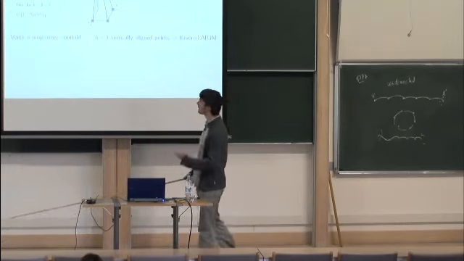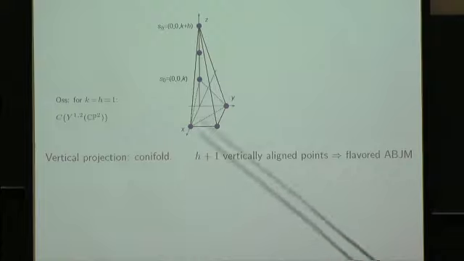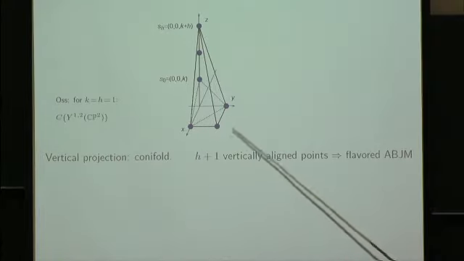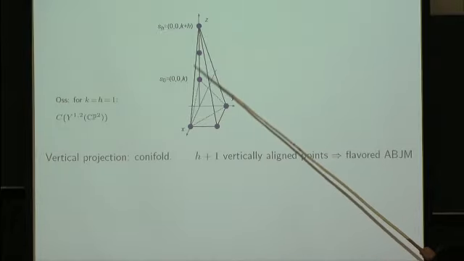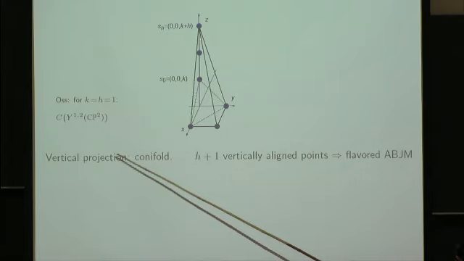So in particular, let me consider a simple example just to give you a flavor of what is going on. So suppose I consider this geometry. Here is some toric diagram of some fourfold. And here I have some vertically aligned points. In particular, if I have just two of them, this geometry has a name. And it has a name because the metric is known.